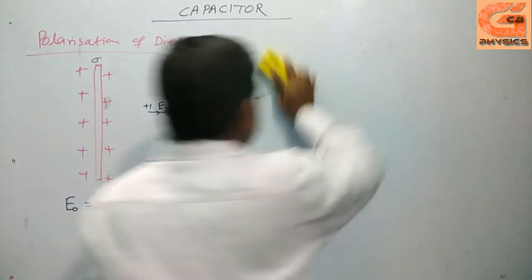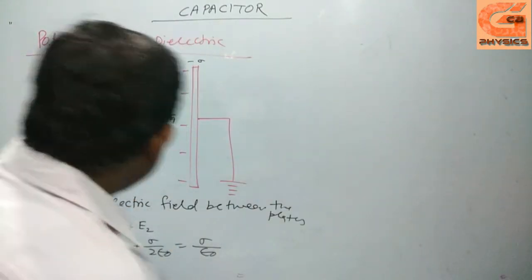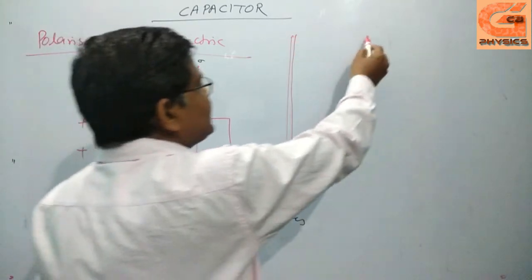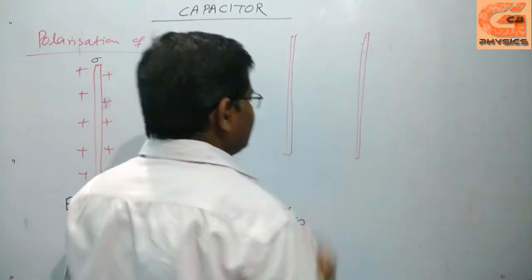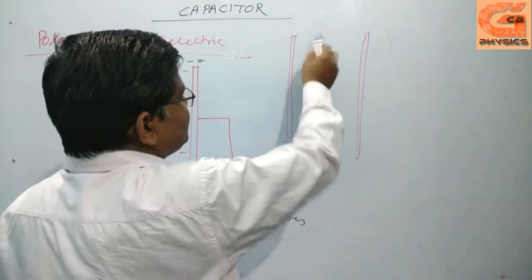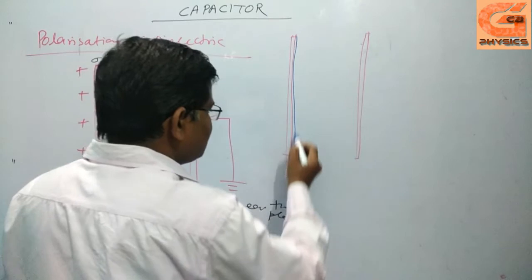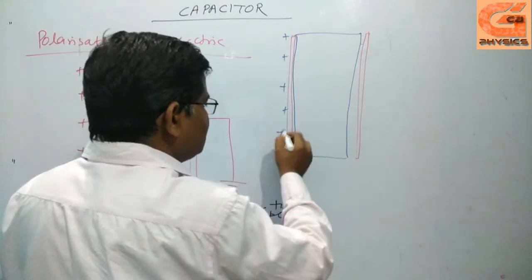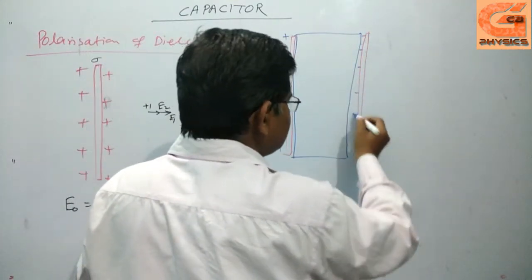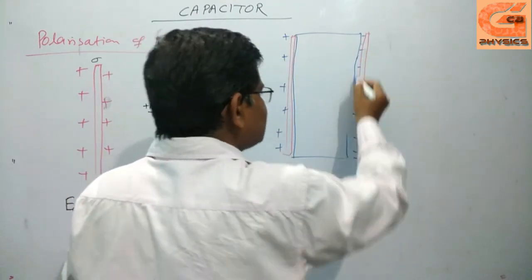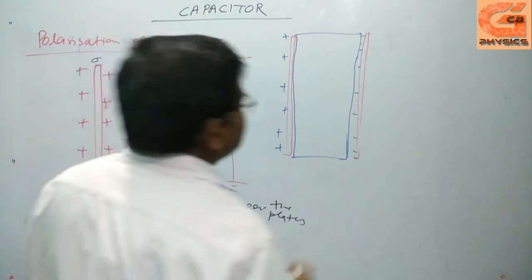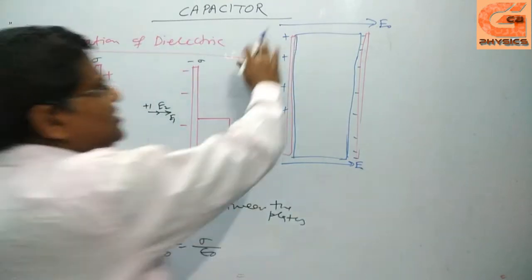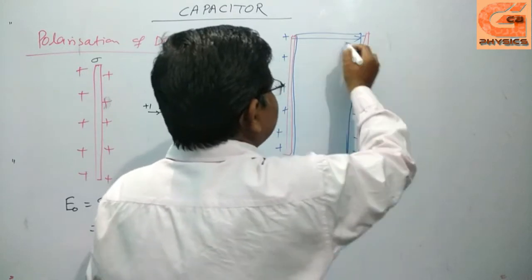Now we put a glass slab, or dielectric slab, between the plates. Suppose it is fully filled. This is the blue colored dielectric slab. This is the plus charge. This is the electric field due to the plates, between the plates, not the outer side. This is the electric field E naught.